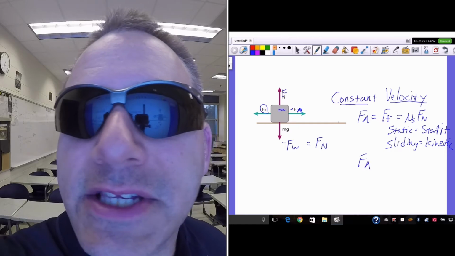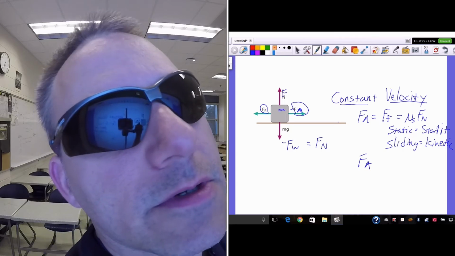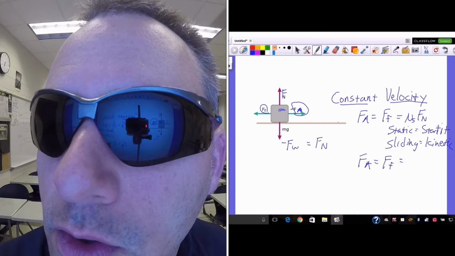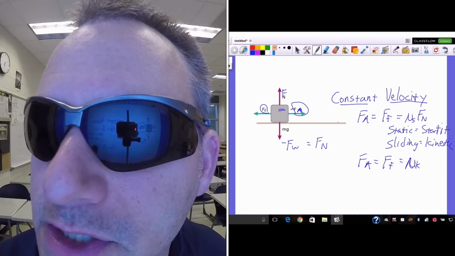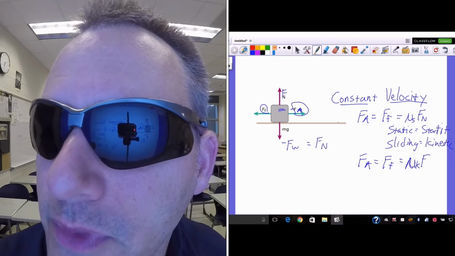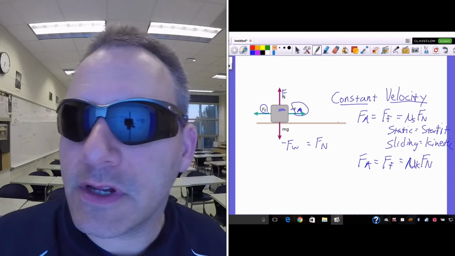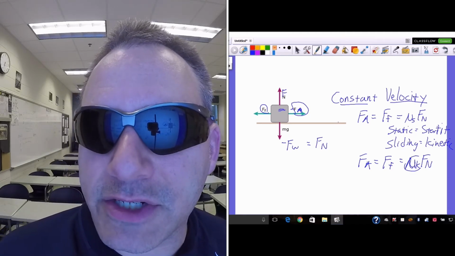Since it's going at constant velocity, your applied force, this one, is the same as your frictional force. And that means your coefficient of kinetic friction, that's a mu by the way, a little Greek mu, times your normal force. Well, what if you didn't know your coefficient of friction? Well, we can find that out actually.